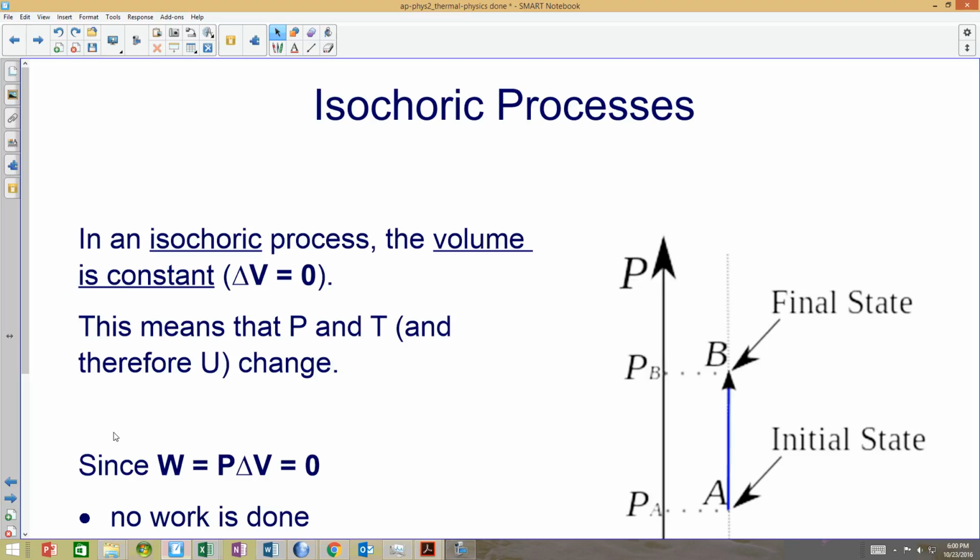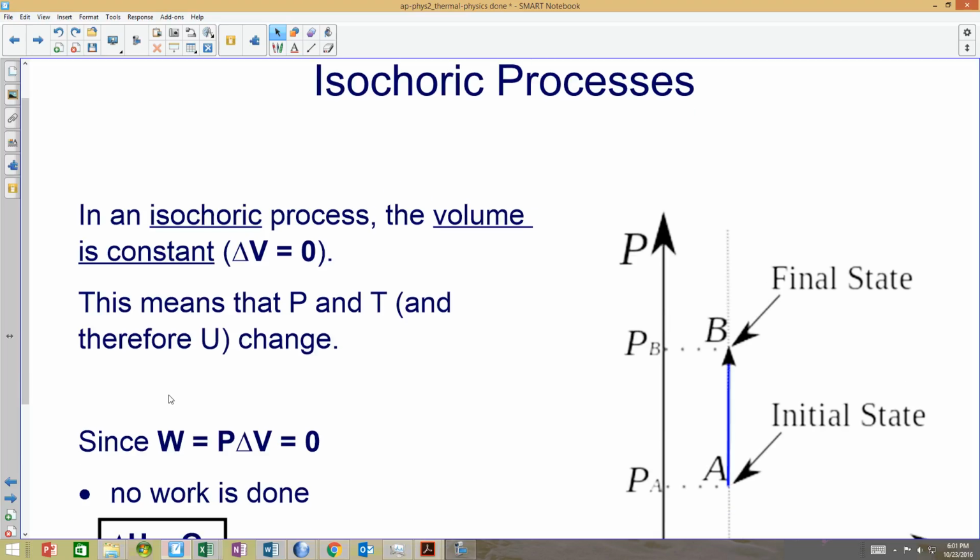In an isochoric process, the volume is constant. In other words, delta V equals 0. This means that the pressure and temperature, and therefore U, the internal energy, must change.